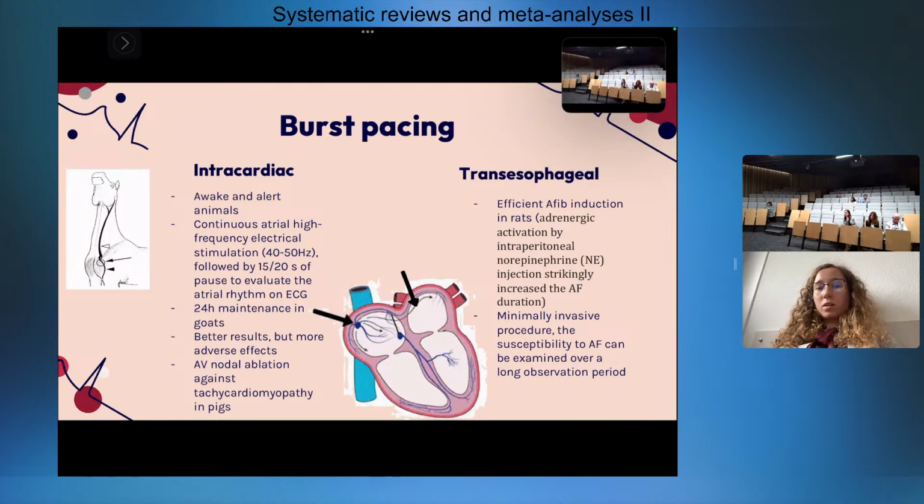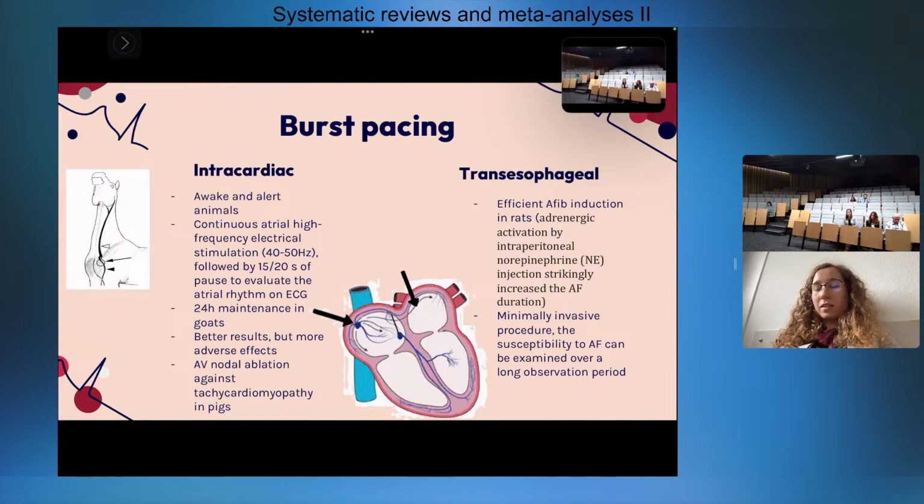The most used animals are the big ones like horses and dogs, which can be awake during the procedures and don't even need sedation or anesthesia. A continuous atrial high-frequency electrical stimulation of 40-50 Hertz was sufficient to induce hours of sustained atrial fibrillation, up to 24 hours in goats, and even weeks in horses.